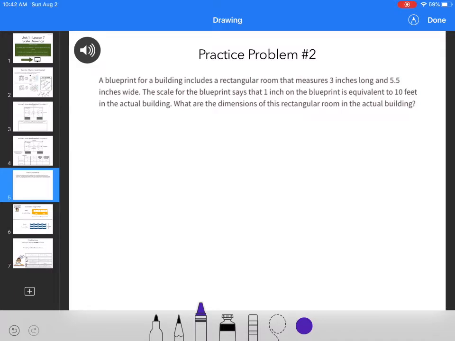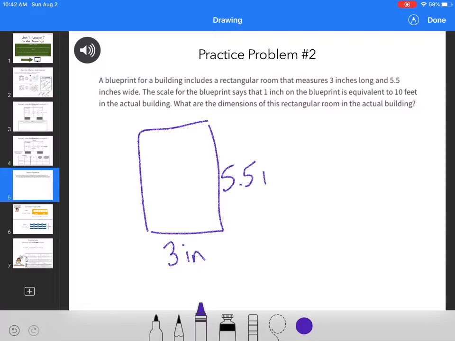Well, I have a whole bunch of white blank space, so I'm going to start drawing pictures and pulling out that key information. So it says it's 3 inches long, 5.5 inches wide. So this is not a scale drawing because I'm just eyeballing it. I want to make sure that I put my units on, because as we move through next lesson, it's going to make a huge difference.